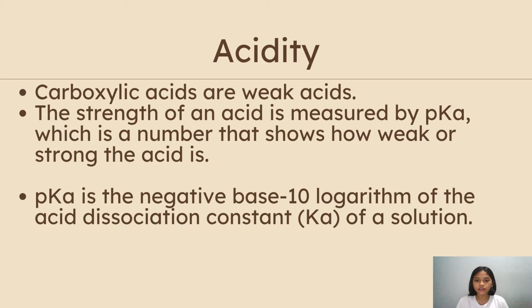The strength of an acid is measured by pKa, which is a small letter p, a capital K and a lowercase a, a number that shows how weak or strong the acid is. The pKa value is the negative base 10 logarithm of the acid dissociation constant, which has the symbol Ka, of a solution. If an acid is strong, then it will have a pKa of less than 0. The lower the value of pKa, the stronger the acid and the greater its ability to donate its protons.